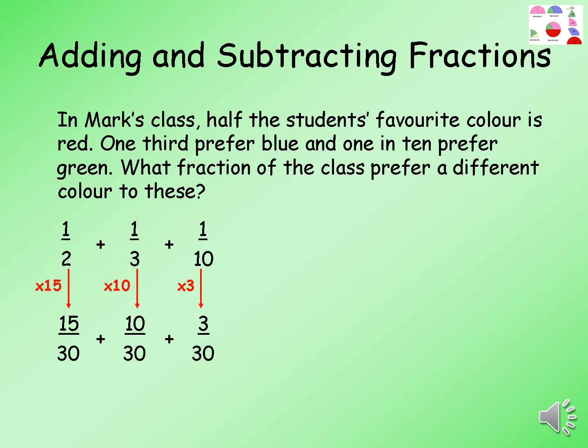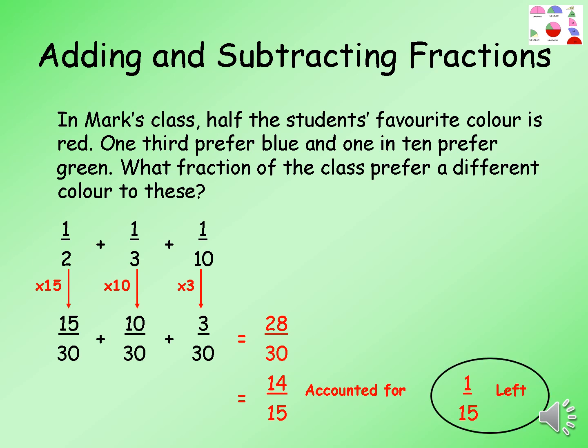So 15 add 10 is 25, add 3 is 28, and that in a simplified form is 14 over 15, dividing both numbers by 2. That accounts for the people that are given. That of course leaves just 1/15. So 1/15 prefer a different color.